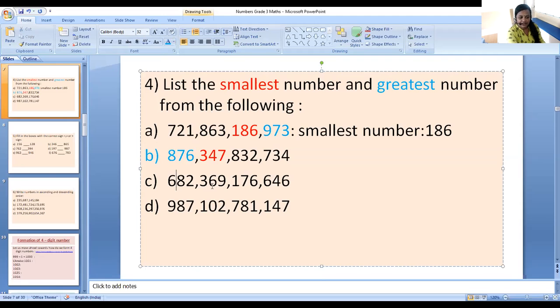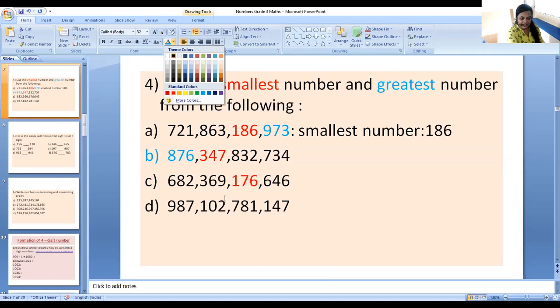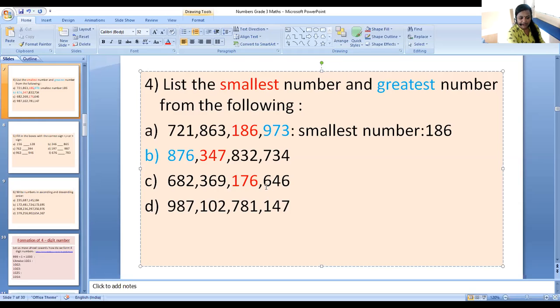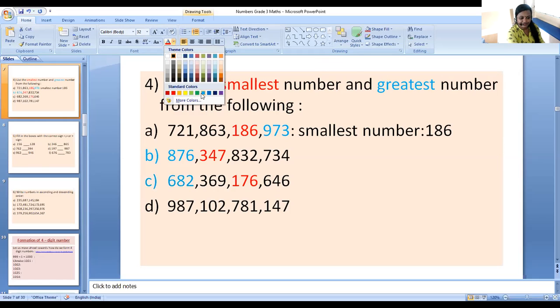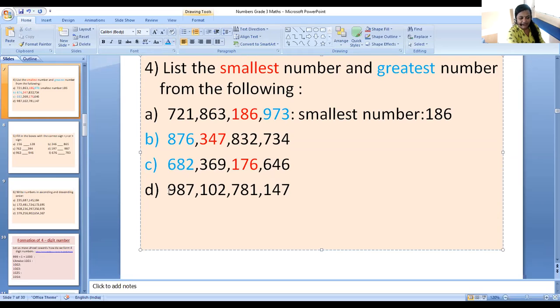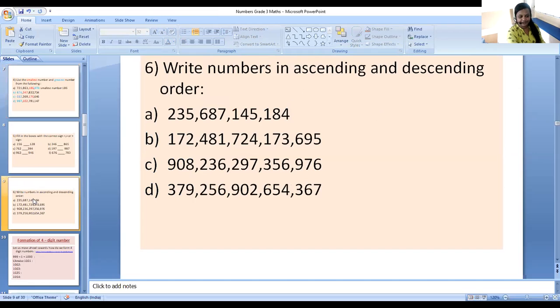Let's see 682, 369, 176, 646. We have 176 that turns out to be the smallest number, and for the greatest number, it can be either 646 or 682. According to you, which would be right? Yes, it is 682. Last, we have 987, 102, 781, 147. So we go for 102 as the smallest number. When we check for the greatest, we would have 987. Pretty simple.